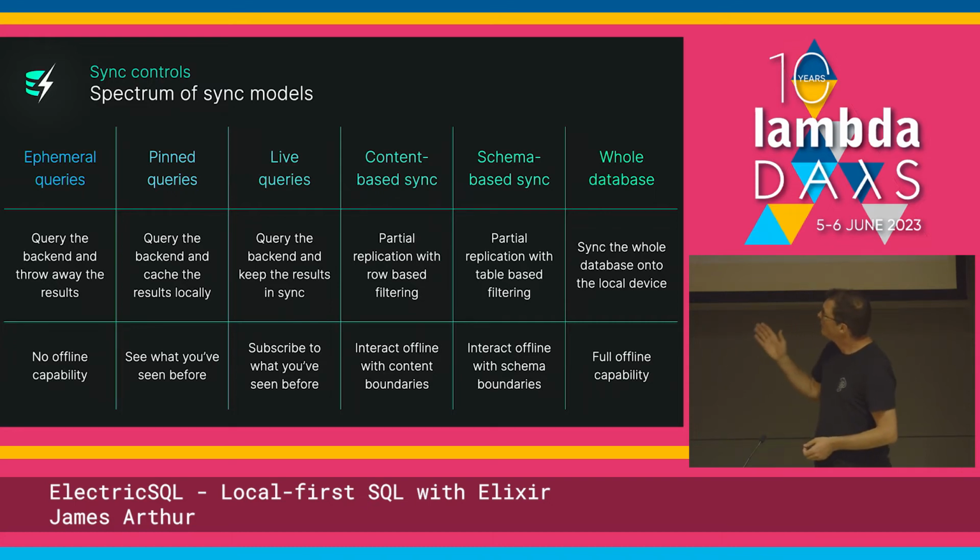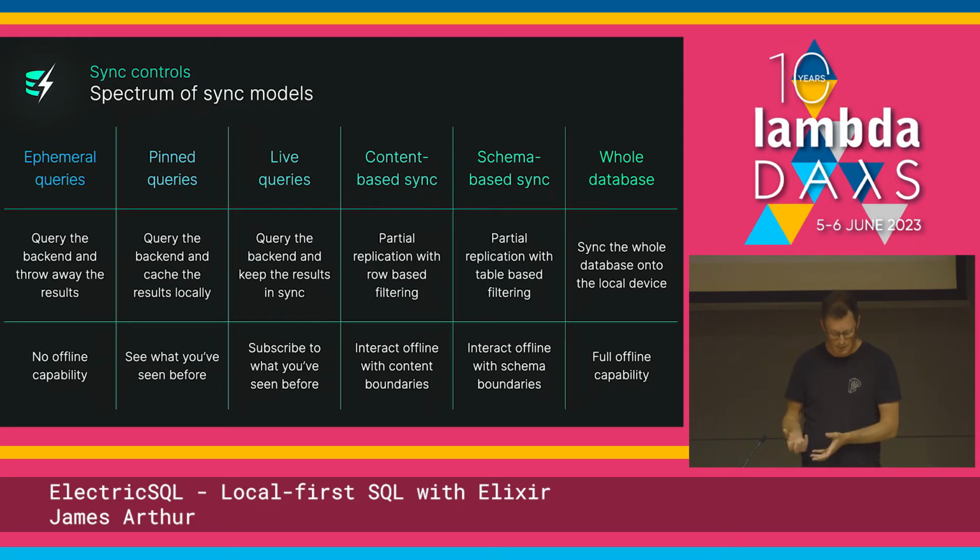So if you look at this, this is a range of typical sync models or data loading strategies that you might want to implement. You have, on one side, whole database sync: let's just sync the entire database. Schema-based sync would be something like, let's just sync these tables. Row-based or content-based sync is when you say it's these tables, but also just this subset of rows in them.